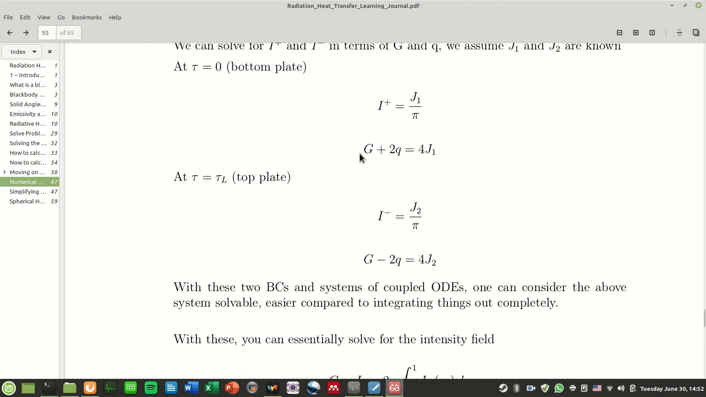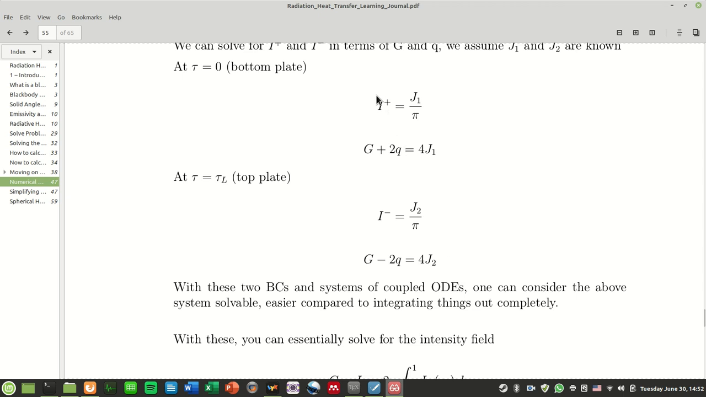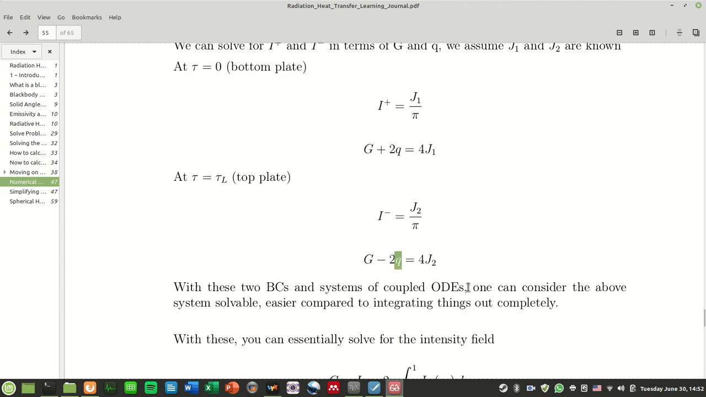If we want to eliminate I plus and I minus, we just have G plus 2Q in terms of J1, and G minus 2Q in terms of J2. So this is at the two plates. One is for the bottom plate, which we assume is hotter, and one is for the top plate, which we assume is colder. Of course, it doesn't matter whether the top plate or bottom plate is hot or cold. You just have a different sign convention for the heat flux, which will automatically take care of that.